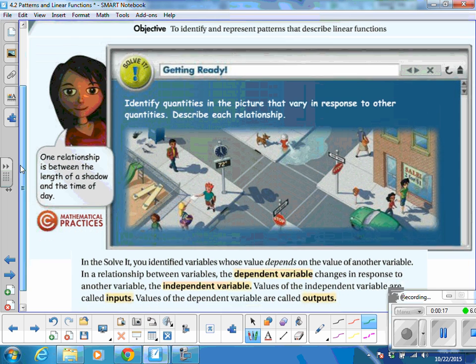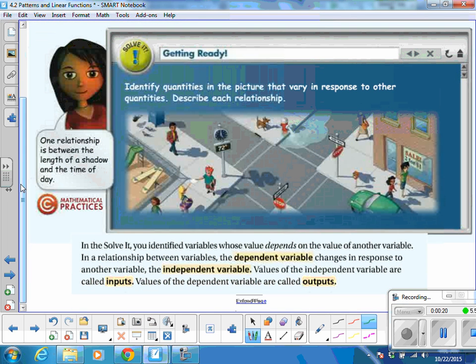Before we do that, we need to look at different variables. So when you look at this scene right here, let's identify quantities in the picture that can vary. So we're looking for ones that vary in response to other quantities and look at the relationships. Like for instance, the number of kids on the playground here, does that stay constant or does that vary? And if it does vary, what might it be dependent on?